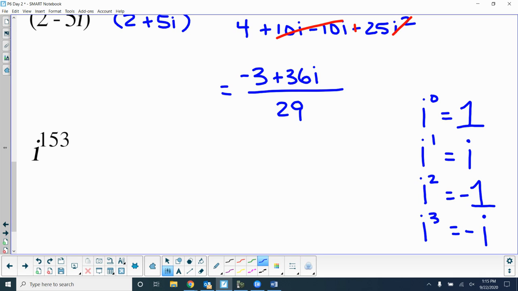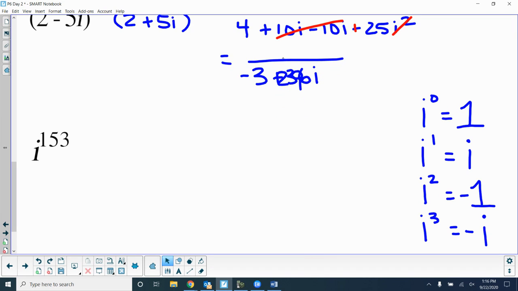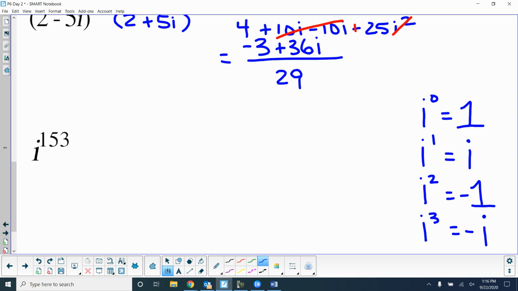All right, let's try i to the fourth then. Will that be like i to the third times i to the first, or i to the second times i to the second, right? Either way, that's i to the fourth. Let's look at this one. What's i to the second times i to the second? 1, right?